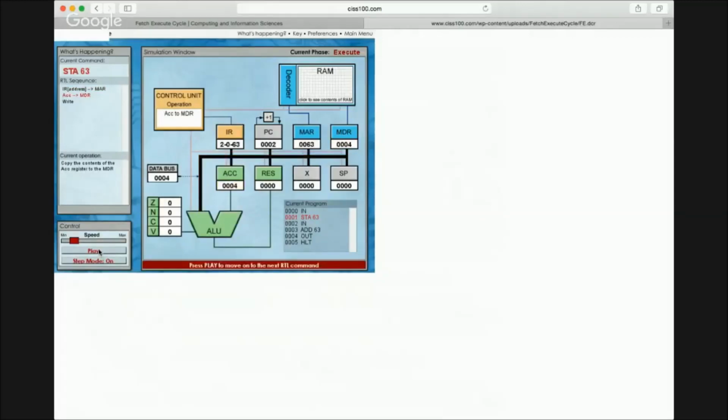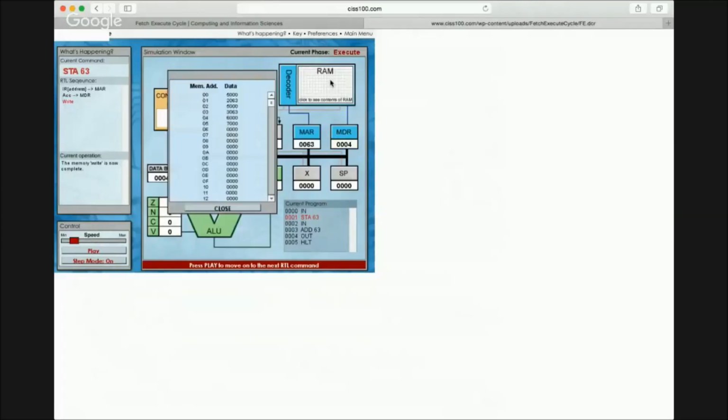Now, in the next clock cycle, I can store that value 4 at address 63. So go up, locate address 63, value of 4 comes up, and gets stored. And now take a look. If I double click on RAM, and again, I apologize for the font size, if I scroll down, 04 is now at location 63.